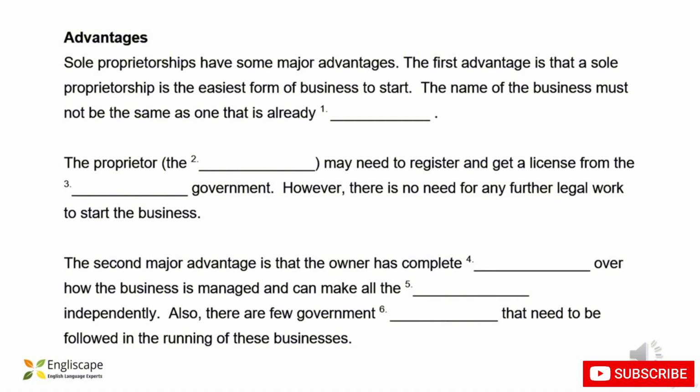Sole proprietorships have some major advantages. The first advantage is that a sole proprietorship is the easiest form of business to start. The name of the business must not be the same one that is already registered. The proprietor, the owner, may need to register and get a license from the local government. However, there is no need for any further legal work to start the business.